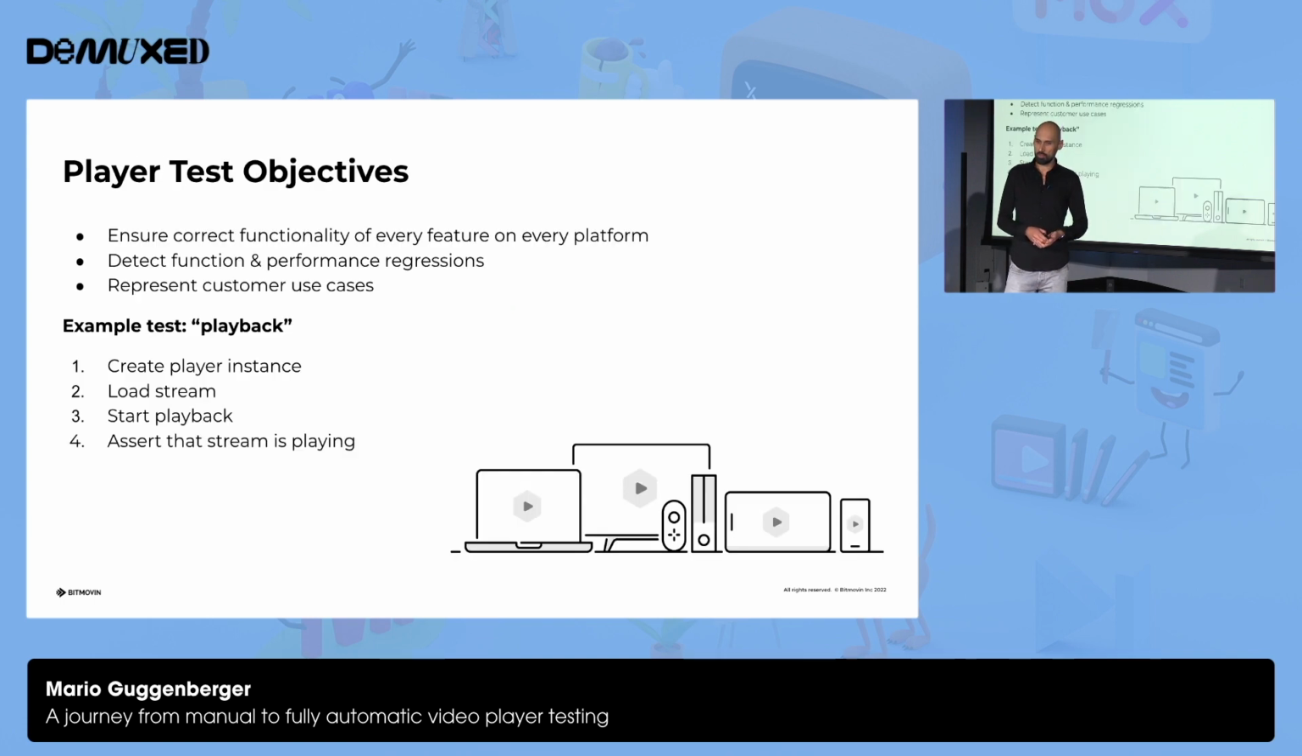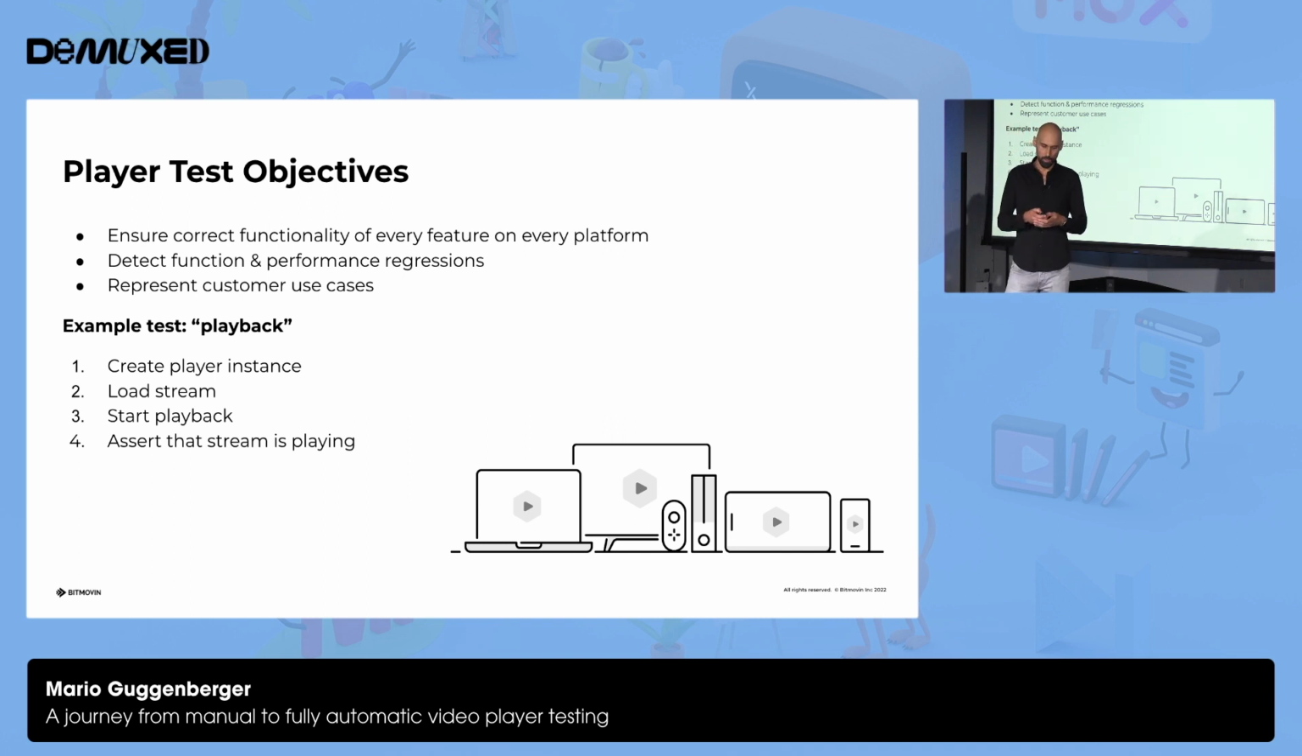Now, what are the goals of these player tests? Of course, we want to make sure that every feature of the player works correctly on every platform. And that includes detecting bugs and regressions in terms of functionality, but also performance. And those tests should represent real use cases and use the player just like our customers use it when they integrate it into their products. So they test the player as a complete product. And a very trivial example test case is, for example, validating that playback works. Such a test would create a player instance, load a stream, start playback, and then somehow assert that it's actually playing.